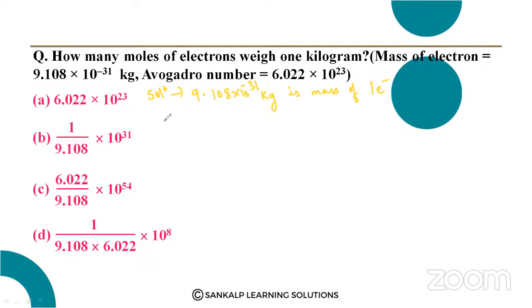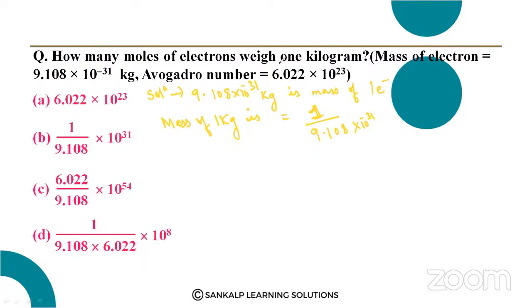So what is the mass of 1 kg? How will we relate it? It is 1 divided by 9.108 into 10 raised to minus 31. So the question is how many moles of electrons weigh 1 kilogram, when the mass of the electron is 9.108 into 10 raised to minus 31 kg and Avogadro's number is given.